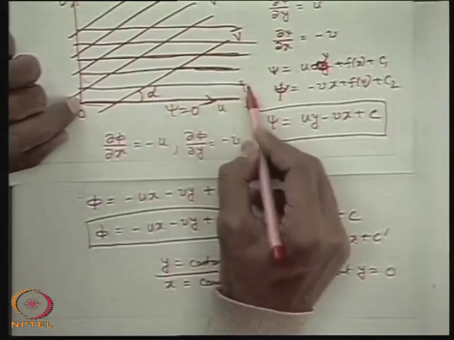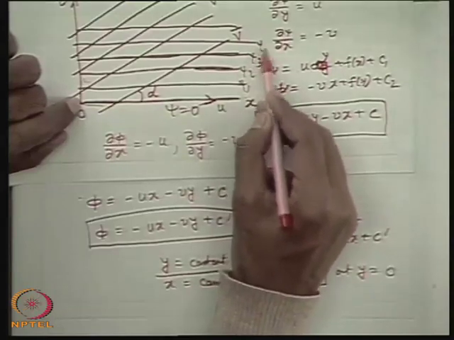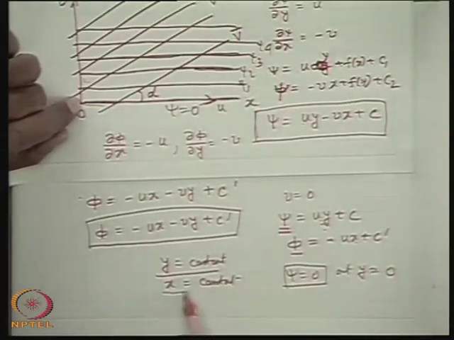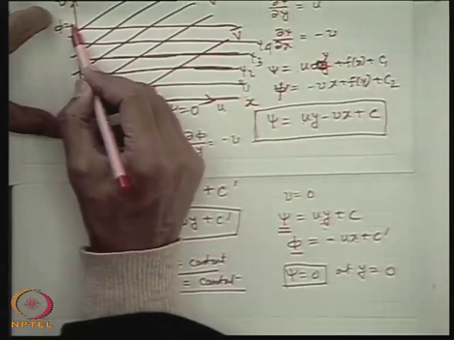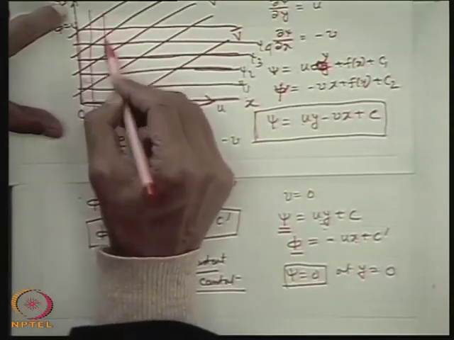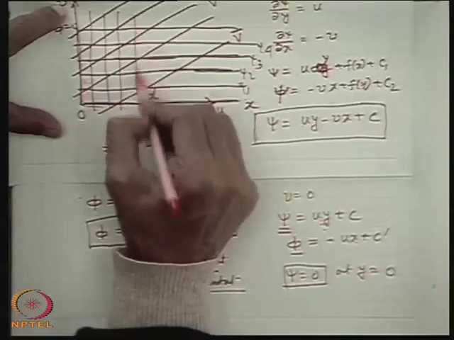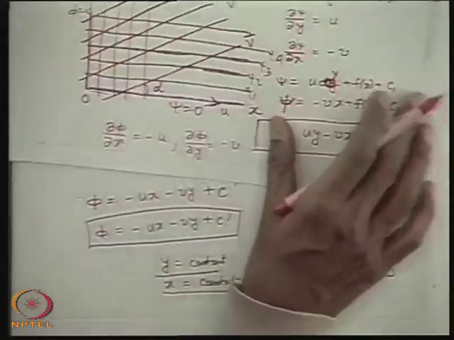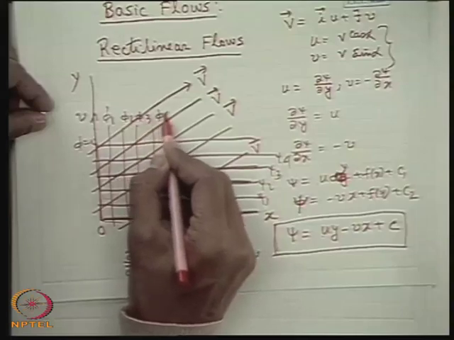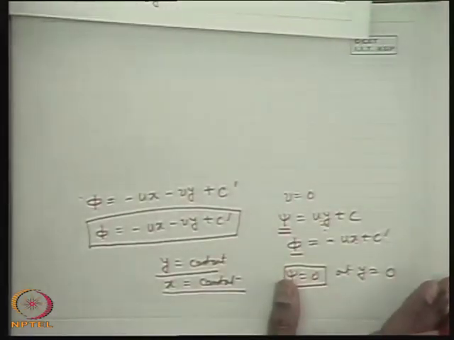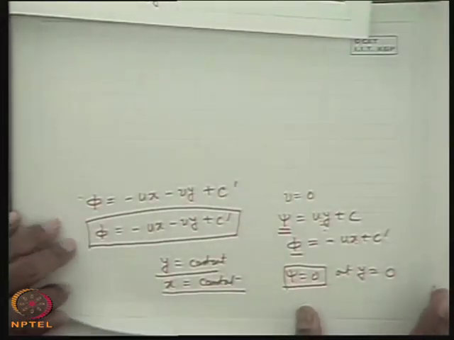So therefore this is psi 1, psi 2 parallel, psi 3, psi 4. Similarly, x equal to constant and phi equal to 0, I can define the y-axis as phi 0, and all lines parallel to the y-axis are different phi 1, phi 2, phi 3, phi 4. So this way we can find out the psi and phi functions.